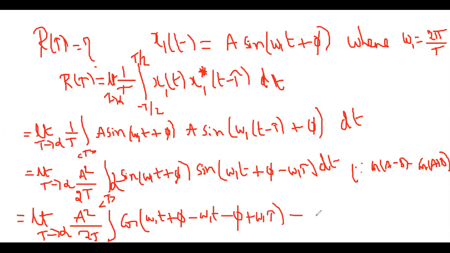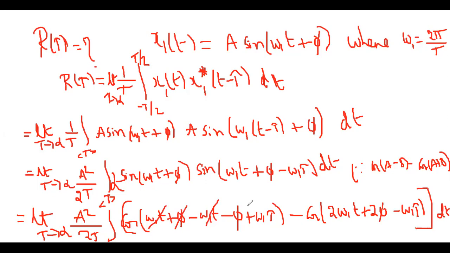minus cos A plus B. Cos of here the omega 1t plus 5 and here also omega 1t plus 5 becomes 2 omega 1t plus 2 times 5, plus here it is a minus omega 1 tau dt. The total function into the dt. Okay, my dear students. See, omega 1t minus omega 1t, and plus 5 and minus 5 are cancelled.